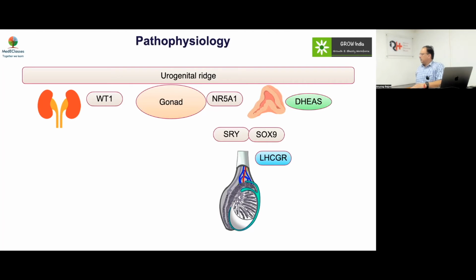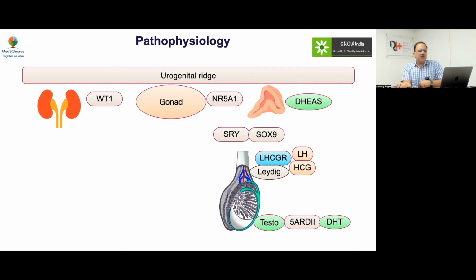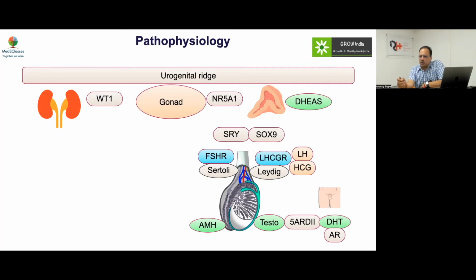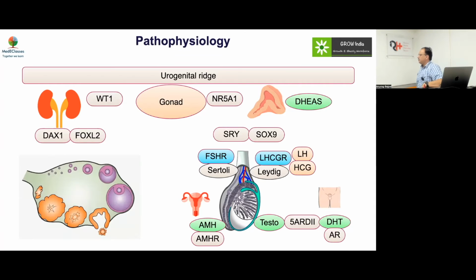into testis, where the LH/HCG receptor, controlled by LH and HCG, acts on the Leydig cell to produce testosterone, which is converted via 5-alpha reductase to DHT, acting on the androgen receptor and causing virilization and other features. On the other hand, we have FSH acting via the FSH receptor on the Sertoli cells to produce AMH, which is going to knock off the Mullerian structure and produce a ground for production of the Wolffian structure.